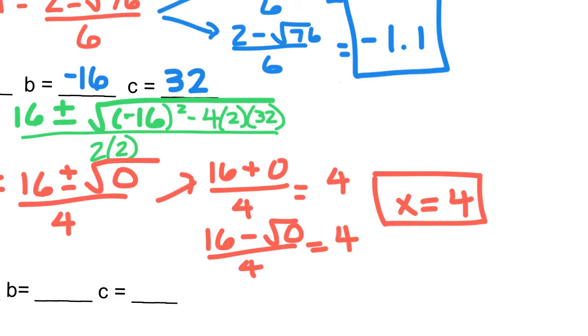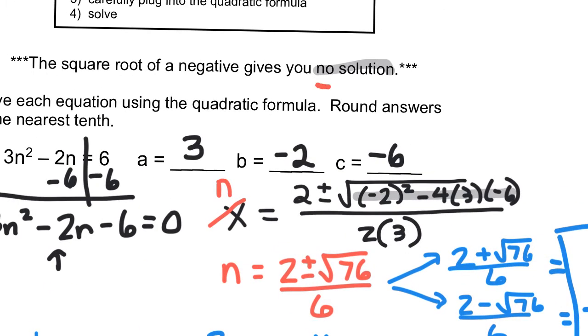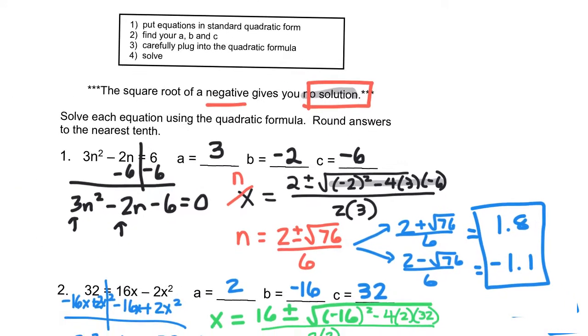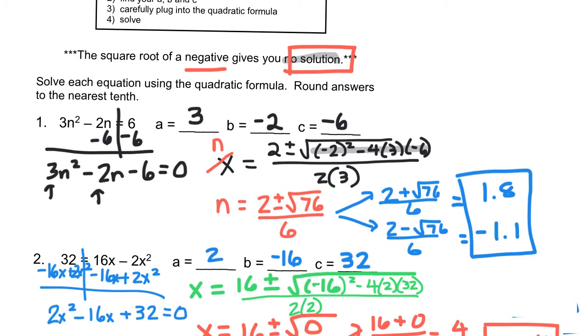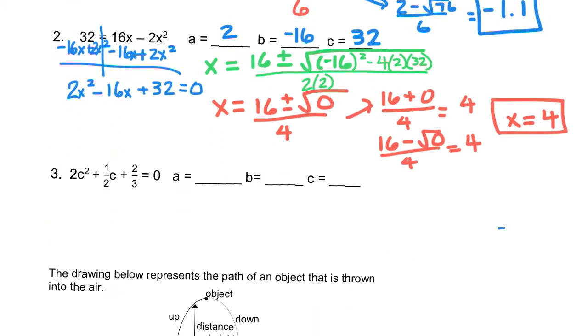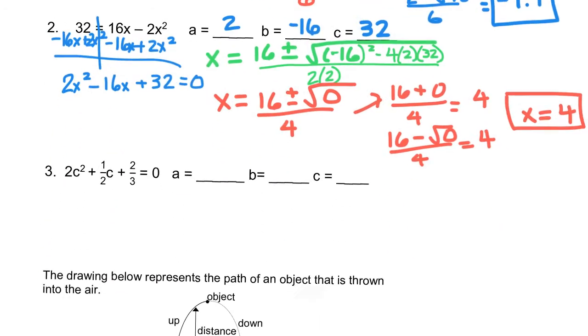That gives us 3 possibilities for solutions. In this case, there's only one solution. In the case at the beginning, we can have no solution if we have a negative square root. And in most cases, like number 1, we will have 2 solutions to a quadratic equation. Let's go down to number 3.